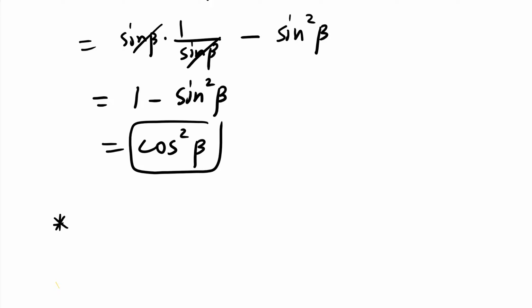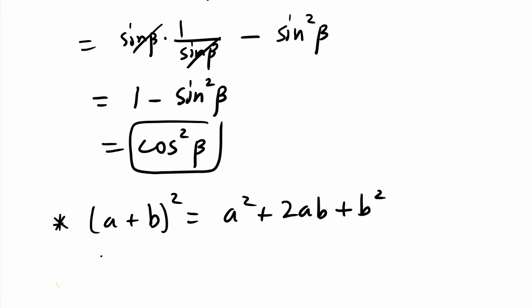Make sure you know the formula for a plus b squared: a squared plus 2ab plus b squared. And a minus b squared. We use them in trig a lot.